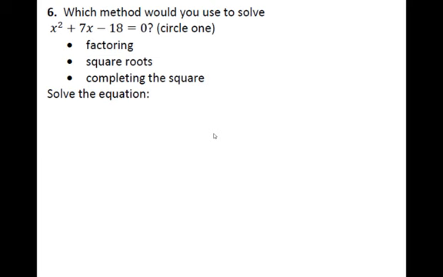Problem 6. Which method would you use to solve this quadratic? We're going to circle one of these, and then we're going to solve the equation using that actual technique. So I have three choices.